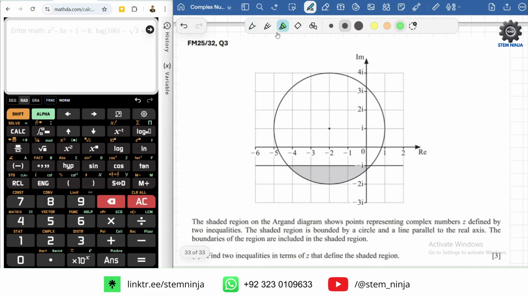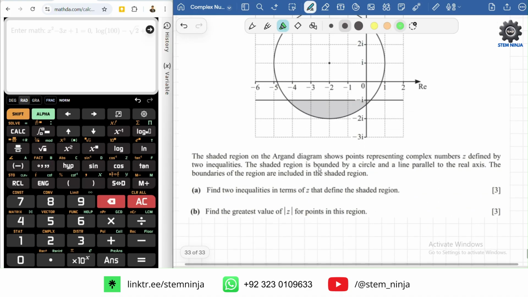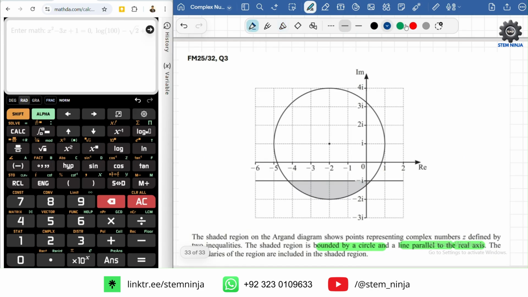Okay, so let's see this one. The shaded region on the Argand diagram shows the points representing the complex number z defined by two inequalities. The shaded region is bounded by a circle and a line parallel to the real axis. The boundaries of the region are included in the shaded region. Find two inequalities in terms of z that define the shaded region. One of them is a circle, the other is a line. The line is pretty easy, this is y equal to minus 1. So this is going to be imaginary z less than or equal to minus 1 because the region is below that.